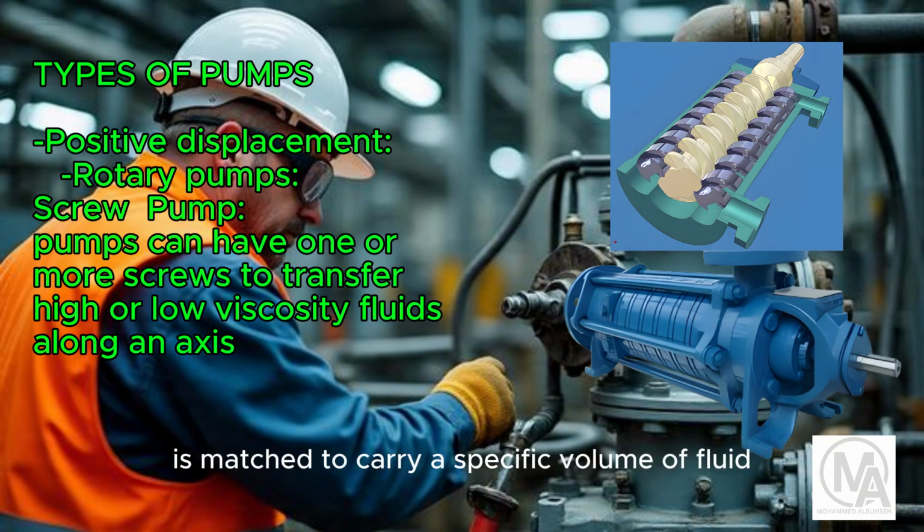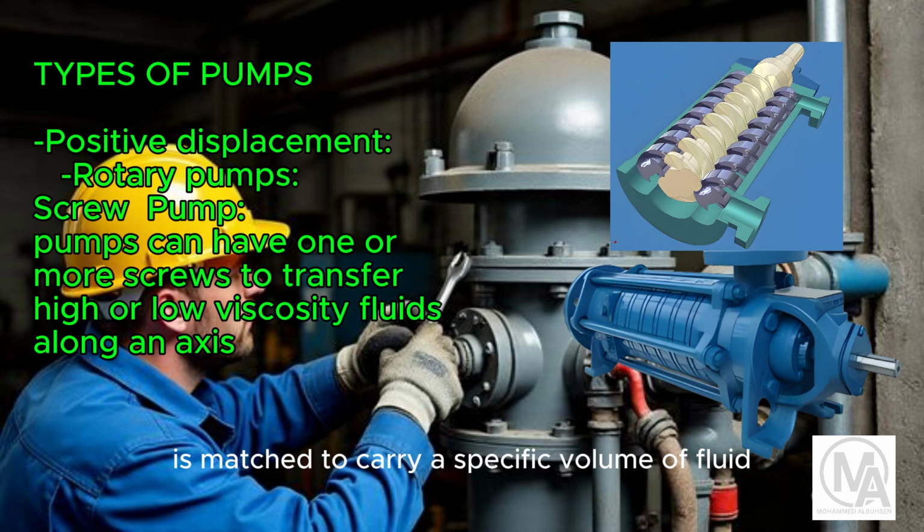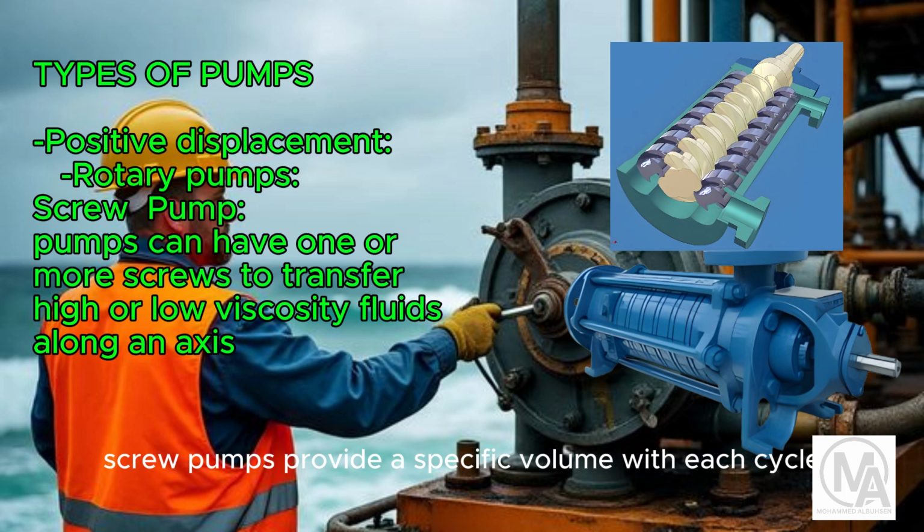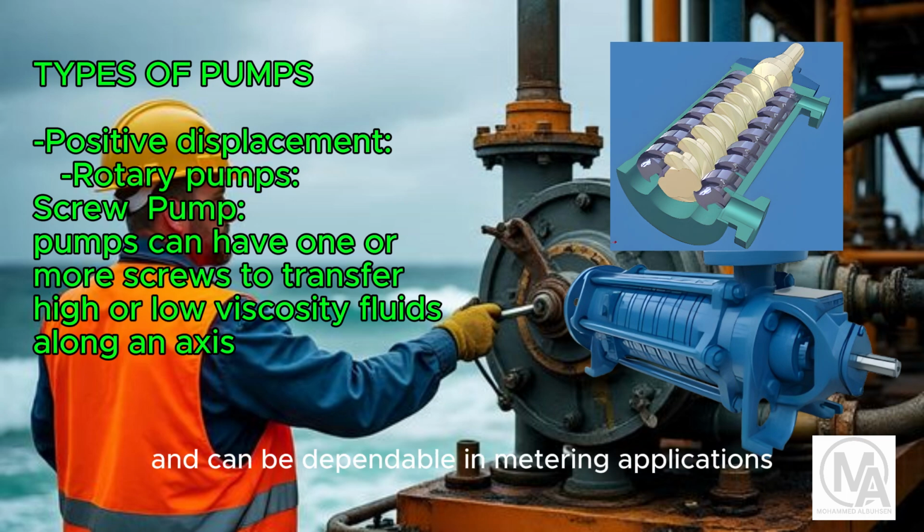Each screw thread is matched to carry a specific volume of fluid. Screw pumps provide a specific volume with each cycle and can be dependable in metering applications.